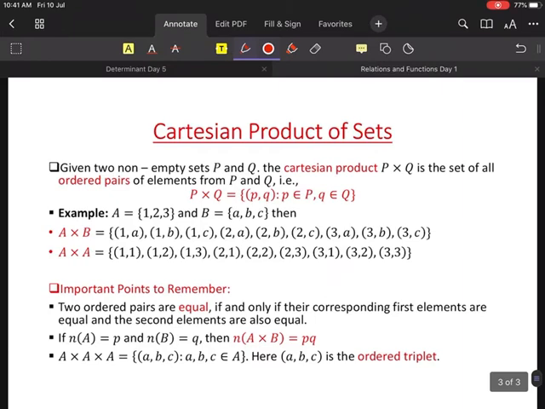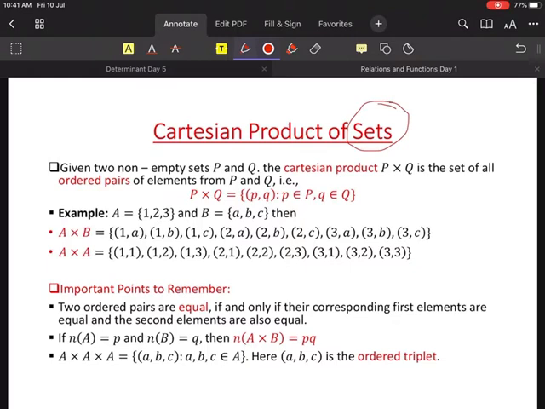Now we move on to the first part of this chapter, that is the Cartesian product of sets. You see, the first heading is sets. From the last chapter, that idea will be used in this chapter. So let's do it. What is the Cartesian product of sets? Given two non-empty sets P and Q. Non-empty sets means they have some elements.